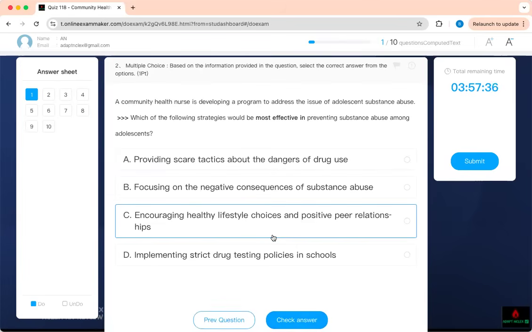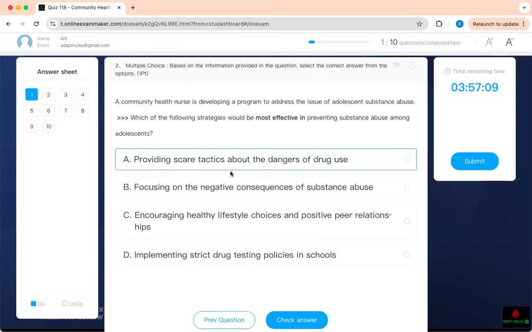Which of the following strategies will be most effective in preventing substance abuse among adolescents? The community health nurse is developing a program to address the issue of adolescent substance abuse. Which of these is most effective? Every time you see most effective preventive measures in terms of community health, always go for education. Education, education, education is fine.